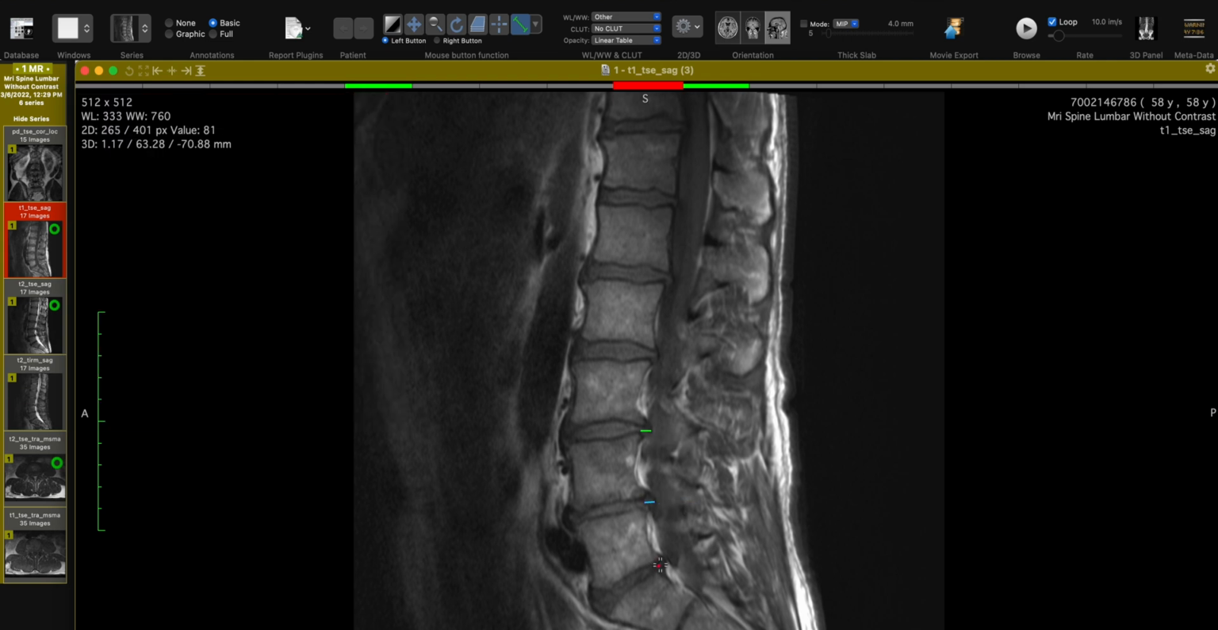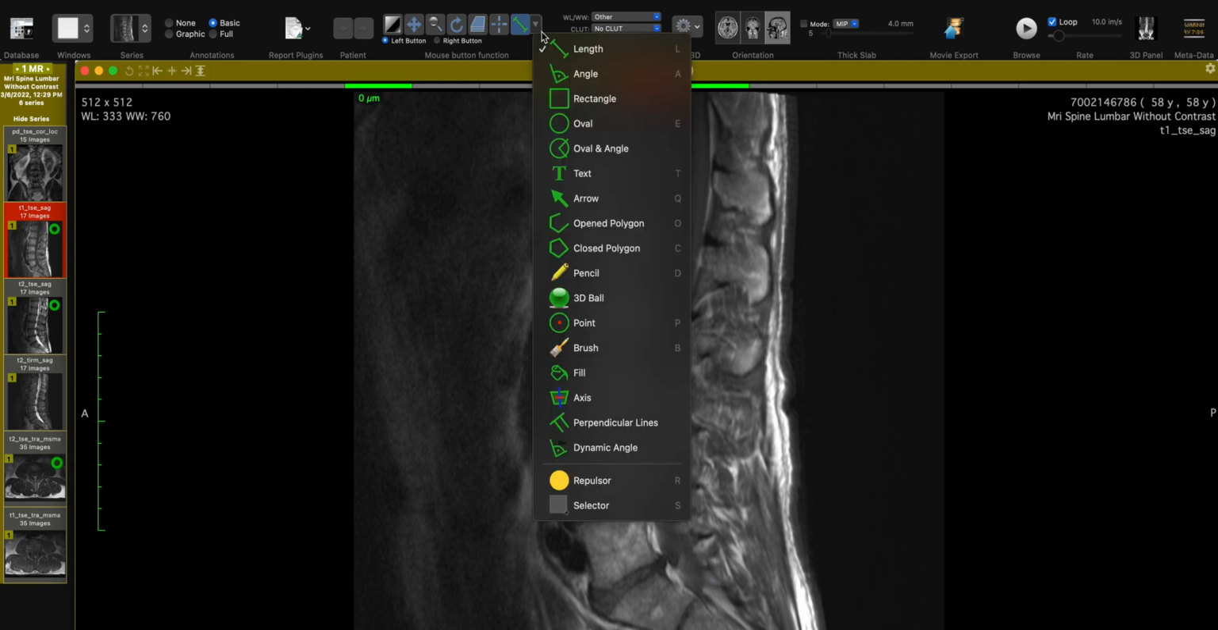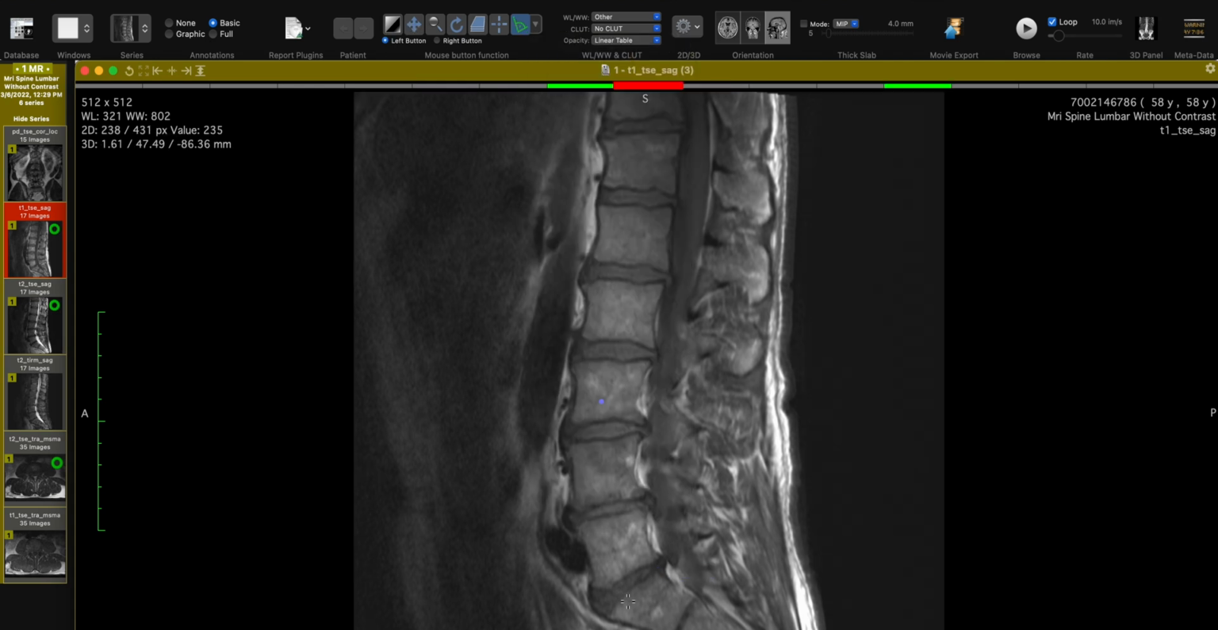Very small, minimal, L3, L4, L5, S1. I think what I care most about is if we look at this angle from here to here to here, that's a pretty strong angle. I'd rather it be a little more gradual.